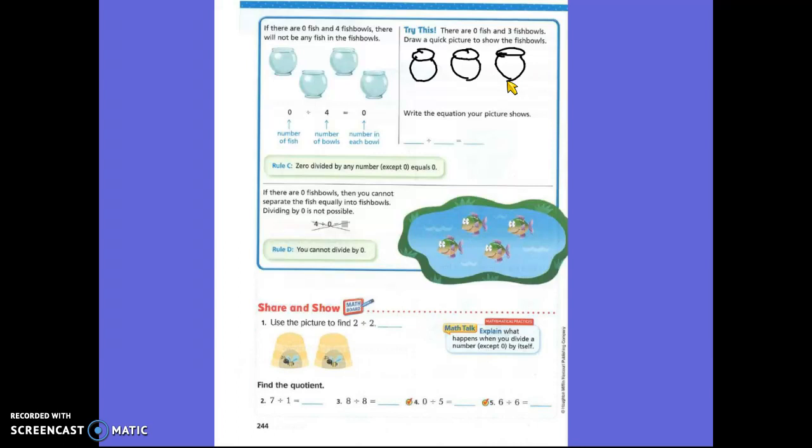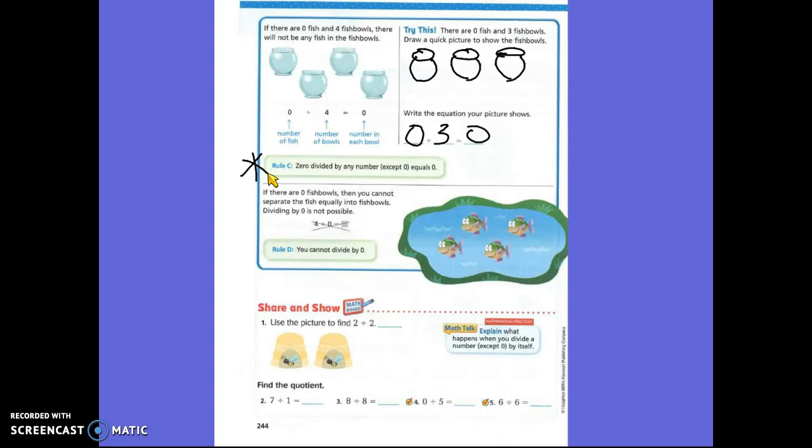How many fish do we have, guys? Total fish: 0. How many fish bowls do we have? 3. How many fish do we have in each bowl? 0. Okay. Rule C: 0 divided by any number is 0. Okay? You have 0 as your first number, and it's divided by another number, the answer is going to be 0. The quotient will be 0.